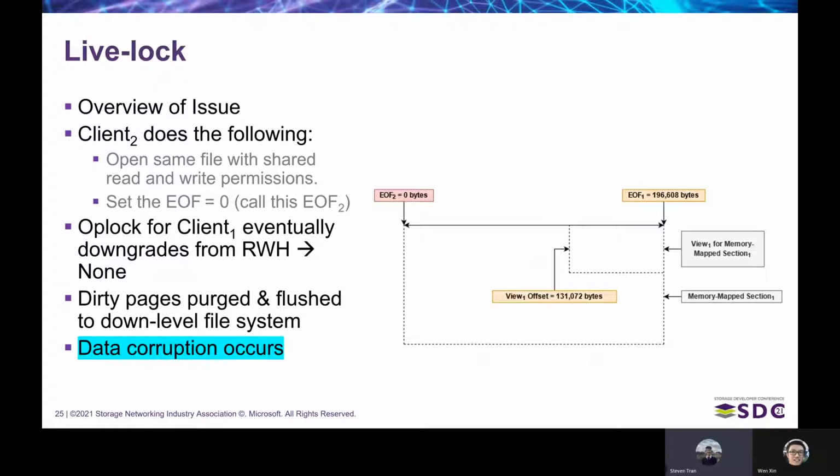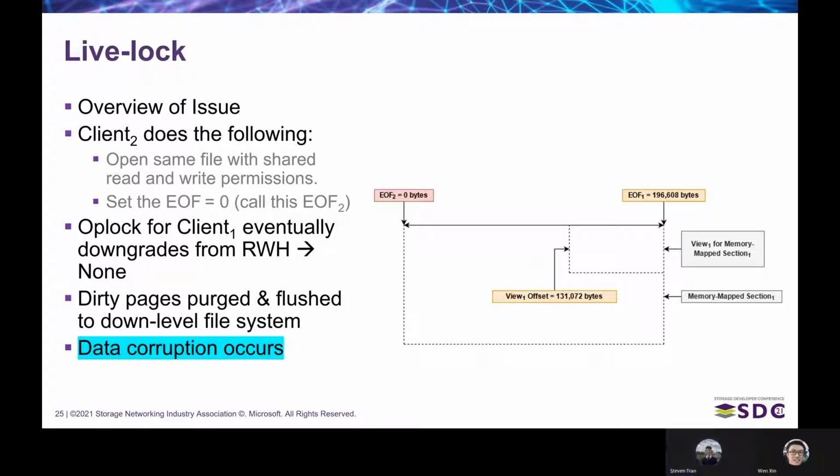Next, let's just say our second client machine sets the end of file to 0, and we can call this end of file 2, as we see in the red, which is to 0 bytes. And once this is completed, we can expect our first client machine to have its oplock downgraded to none from RH.